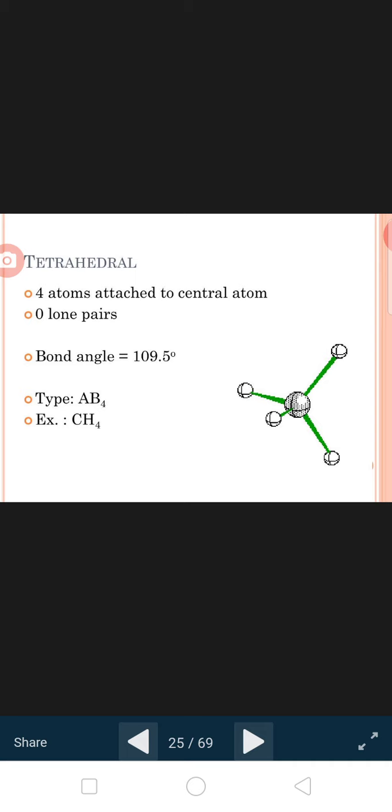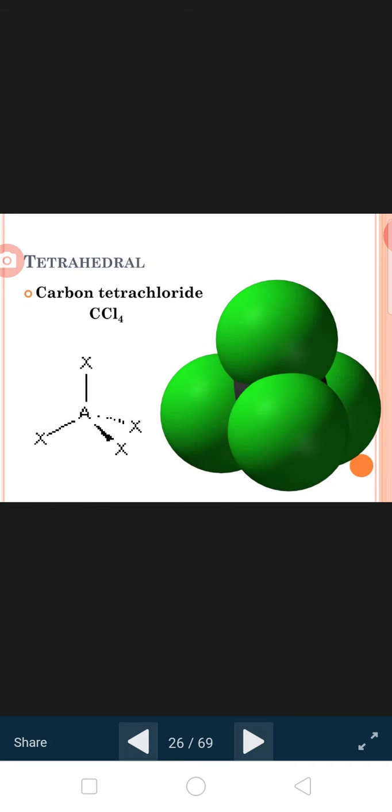Tetrahedral geometry in AB4 type with angle 109.5. All are bond pairs. The shape is CH4, with the carbon atom in black at the center and the four hydrogen atoms in green. Similarly, in carbon tetrachloride, all the chlorine atoms are also shown in green.